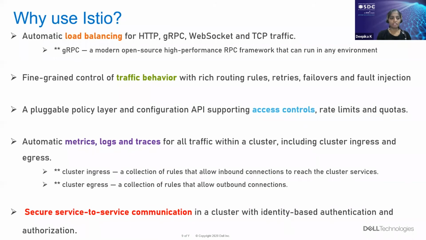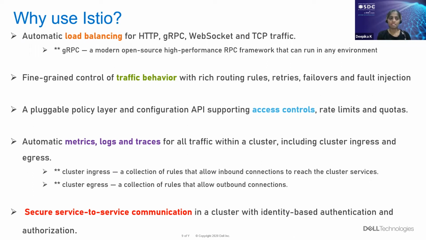Okay. Now, why do we want to use Istio? It allows automatic load balancing for HTTP, gRPC, WebSocket, and TCP traffic. When I say gRPC, it is a modern open source high performance RPC framework that can run in any environment. This gRPC is roughly 7 times faster than REST when receiving data, and roughly 10 times faster than REST when sending data for the specific payload. And this is a communication protocol from Google.